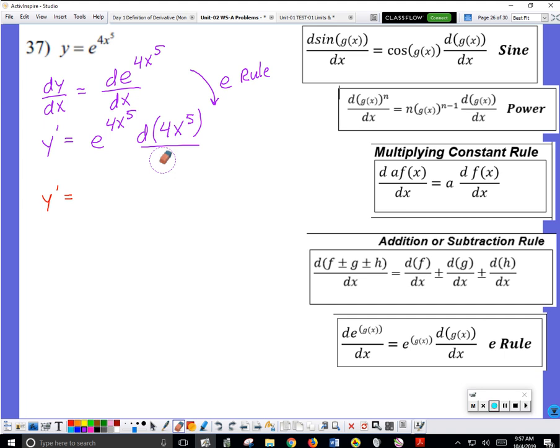Okay, so make sure you write it down. E to the 4x to the 5th. We take out the 4, constant rule. So pull out the 4. We're left with dx to the 5th over dx. Question? So this was the multiplying constant rule.